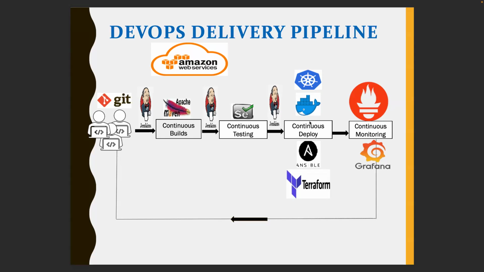Then containerize it with Docker and deploy it on Kubernetes for high availability and resiliency. Then provision the infrastructure with Terraform and configure it with Ansible. And then monitor it with a monitoring tool like Prometheus, visualize it on a dashboard like Grafana, and send the reports or email alerts to the respective teams.